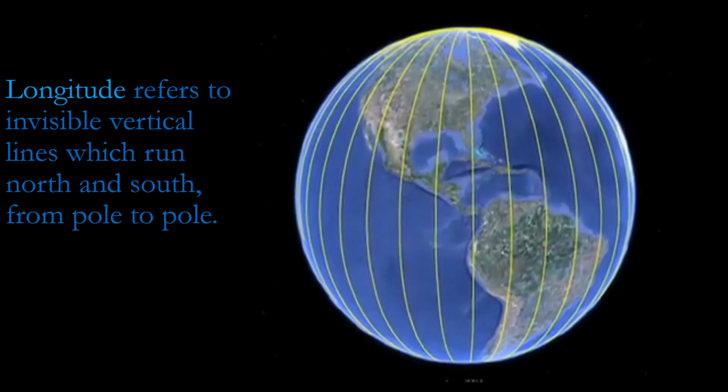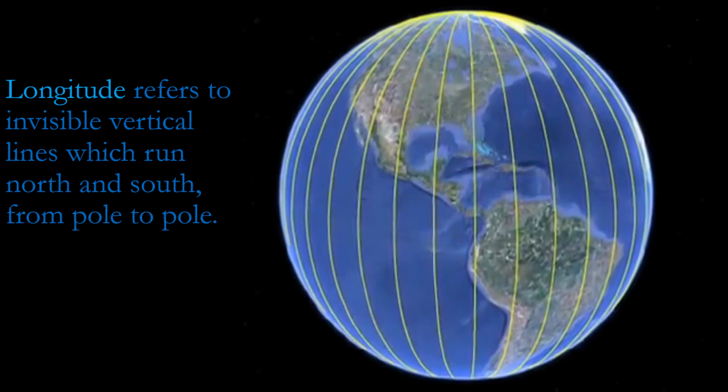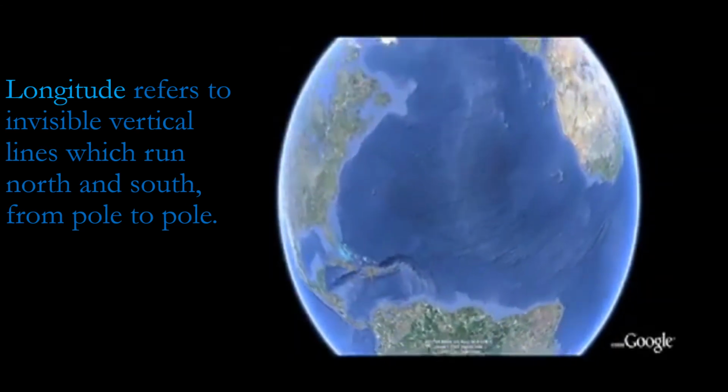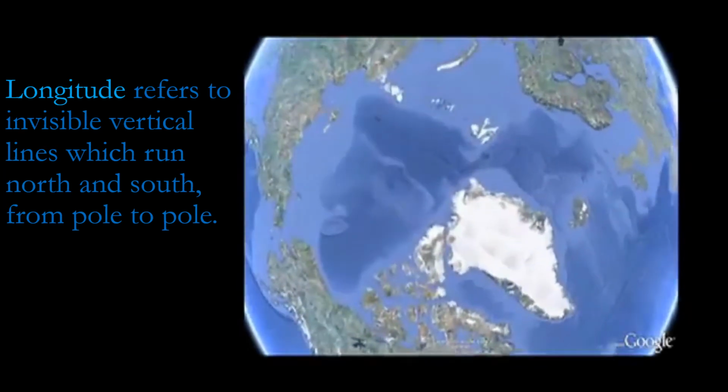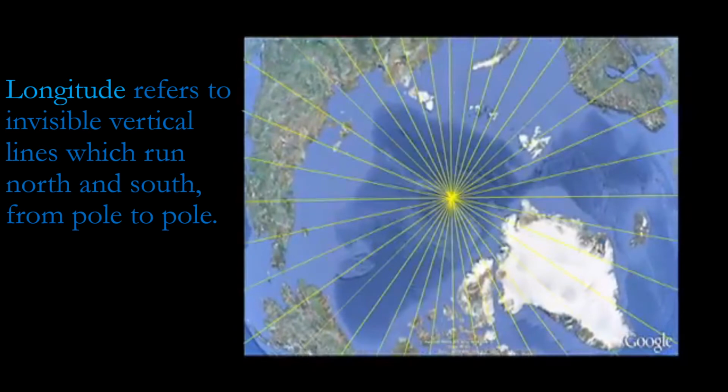Longitude refers to invisible vertical lines which run north and south from pole to pole. If we only had the latitude, well, we would only have half of the information that we needed. With longitude, we can figure out exact points, one going from east to west, one going from north to south. The longitudinal lines go through the North Pole and the South Pole. Okay? And each of these lines has a number. And this is what pilots and ship captains use to find specific points on the Earth.